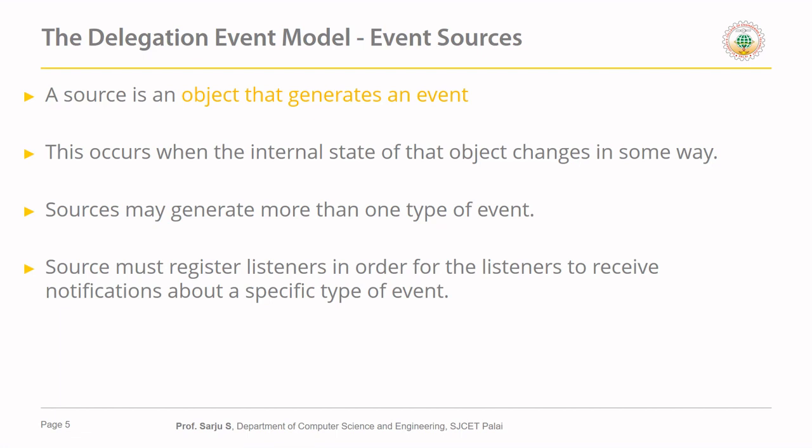For example, a mouse can generate multiple types of events like a left button click, right button click, mouse scroll movement, mouse movement, and mouse dragging. These are the different types of events that can be generated by a source. So a single source can generate multiple events. Then all event listeners must register with the source. That's mandatory. Only then, when a particular event happens, is it notified to the listener.